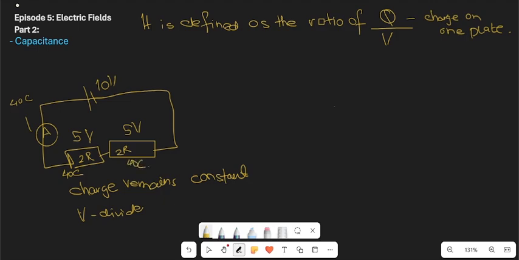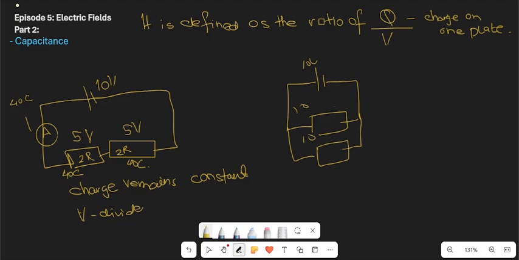And if you remember, let's say we have these two resistors in parallel to each other. When you have them in parallel and you have 10 volts, this gets 10 volts, this gets 10 volts, and the charge gets divided. So this can get 20 coulomb, this can get 20 coulomb. This is how it used to work. So we're going to take the same understanding towards capacitors as well.